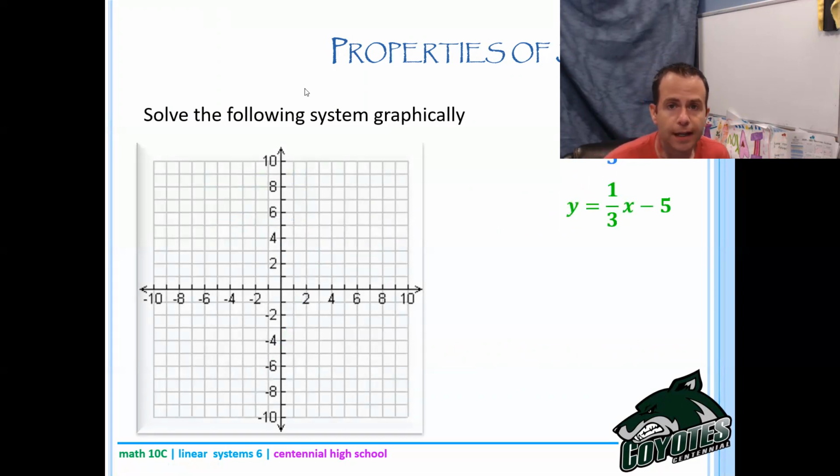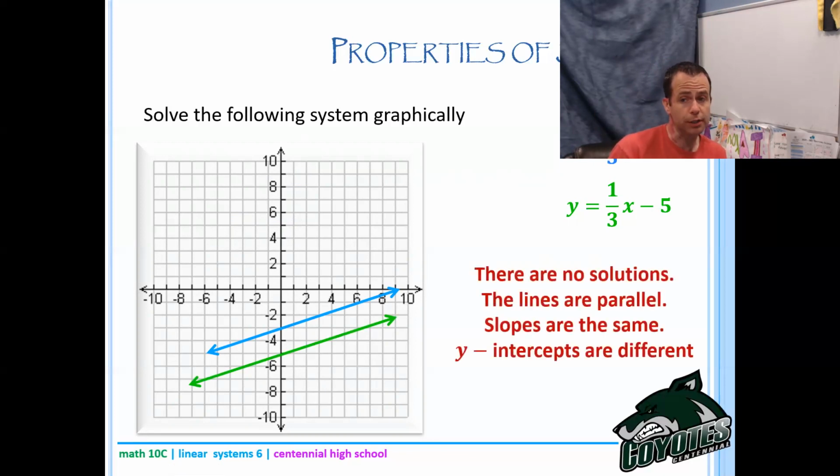Okay, try this guy. Now, most of you, just looking at this, will say, hey, the slopes are the same, but the y-intercepts are different. That gives me parallel lines, okay? But go ahead and graph it just for fun and for review. So I have a y-intercept at negative 3, and then I'm going to go up 1 over 3, up 1 over 3. And then I have a y-intercept at negative 5, and I'm going to go up 1 over 3, up 1 over 3. So there is no solution here.